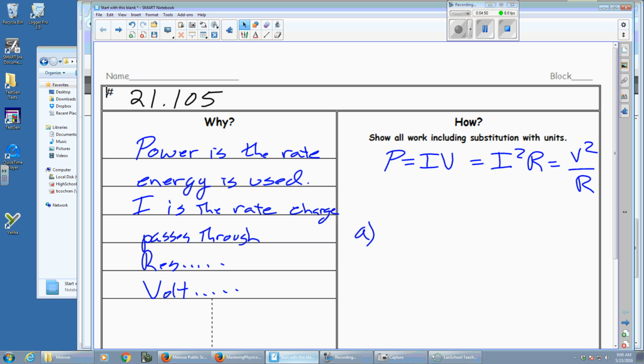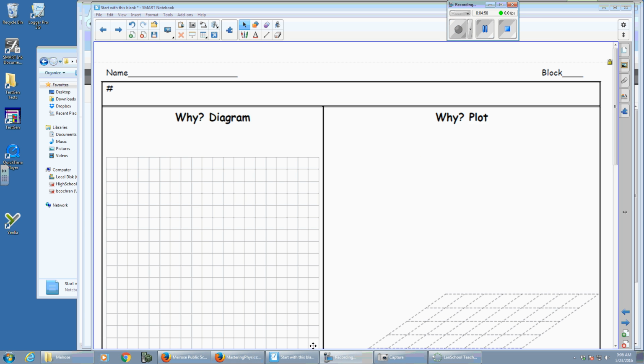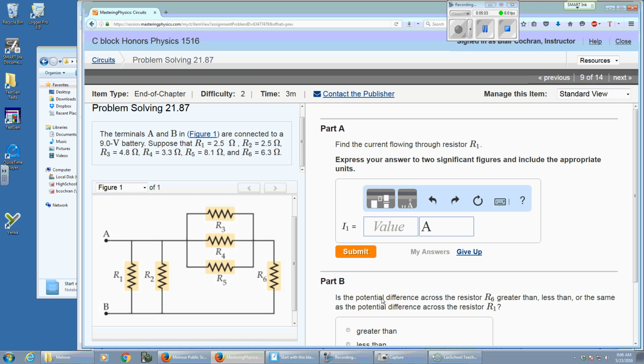Any questions on this one? Excellent. So number 9's been asked for, which is good because it brings up what you should do on these types of problems.